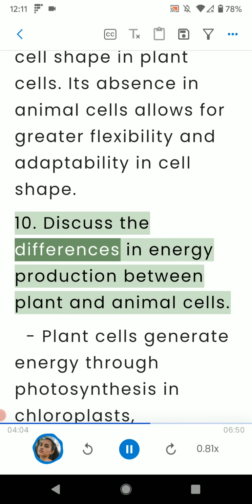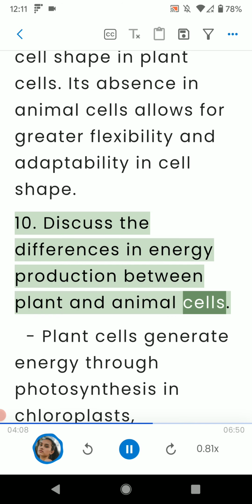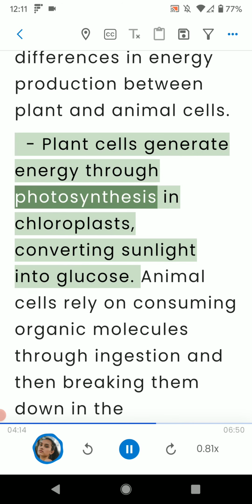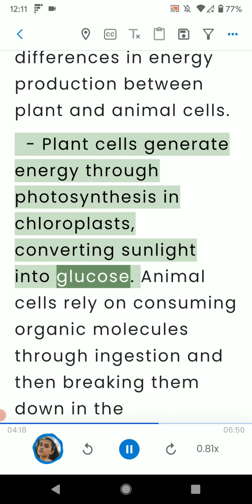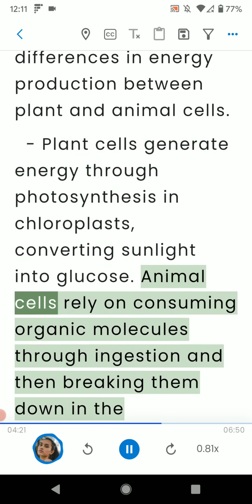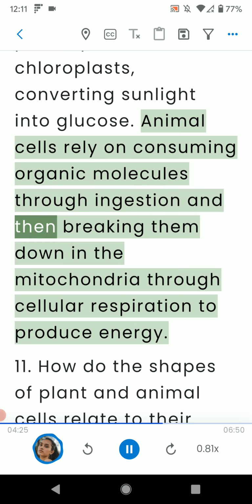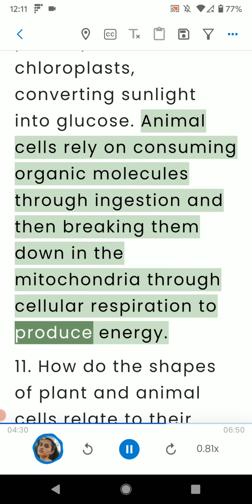10. Discuss the differences in energy production between plant and animal cells. Plant cells generate energy through photosynthesis in chloroplasts, converting sunlight into glucose. Animal cells rely on consuming organic molecules through ingestion and then breaking them down in the mitochondria through cellular respiration to produce energy.